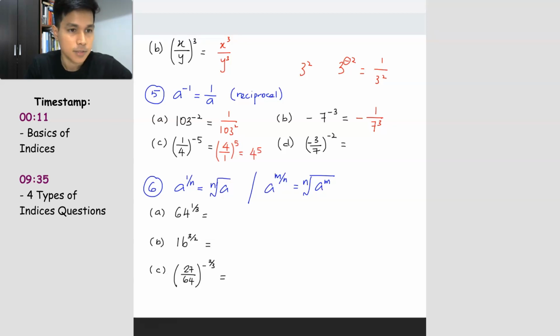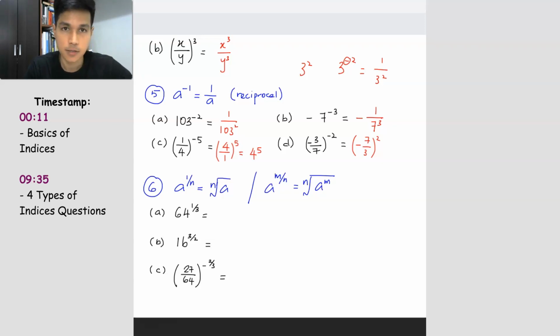Okay, same thing here. So the negative, you're going to flip it. So 7 over 3. And then you're going to square it. Okay, the negative 2 becomes positive now because you already flipped the fraction. Clear?